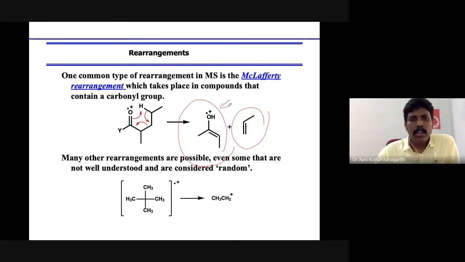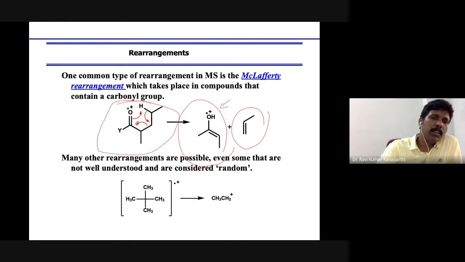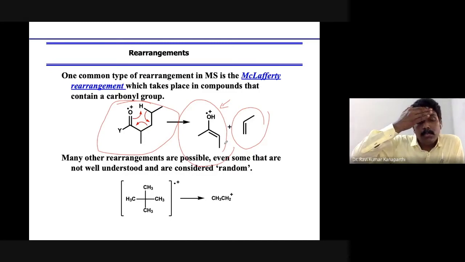Okay, the only criterion is that you should have some type of gamma hydrogen, and then initially you will have a molecular ion peak, this type of molecular ion peak, and simply you can just move the bonds here and there, and there is a possibility that this neutral species will be cleaved off, leaving the rest of the molecule as the radical cation. So this is a very common fragment rearrangement that we will see.